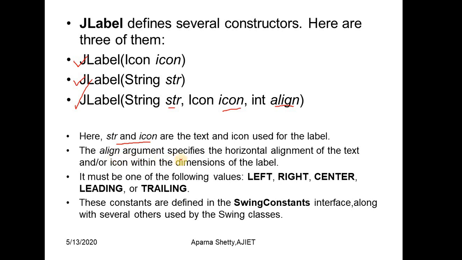The align argument specifies the horizontal alignment of the text and or icon within the dimensions of the label. So what horizontal alignment you want, you can specify by this align parameter. It has different values: left, right, center, leading and trailing. These are the different alignments that you can specify for the string or for the icon. Now these constants are defined in the SwingConstants interface along with several others used by the Swing classes. So all these constants are defined by the interface SwingConstants along with the other constants.